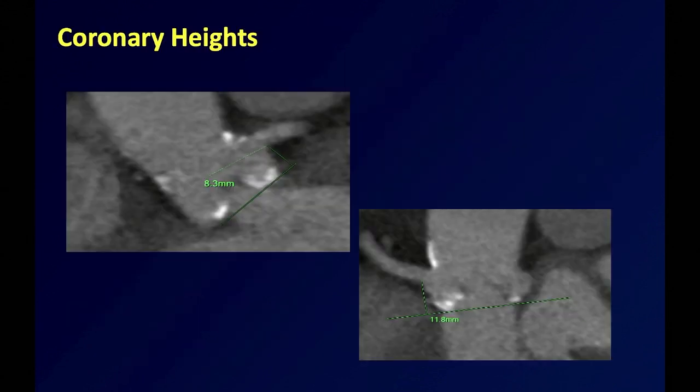So for coronary heights, from the annular plane on the CT scan, we draw a line and measure to the bottom of the coronaries, and then you can also measure from here to here.